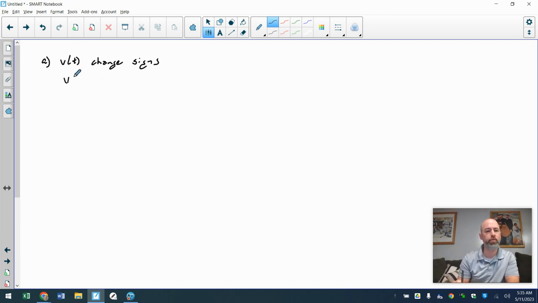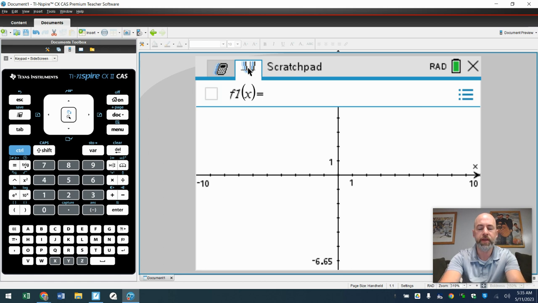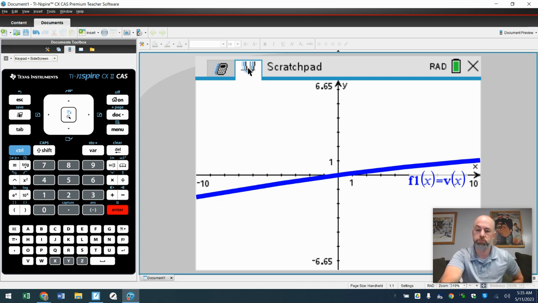I'm going to start by finding out when the velocity is equal to 0, and I solve all my equations graphically. Even if you do have a nice calculator like the Inspire CAS, you want to avoid using the solve command. So I'm going to go to my graph screen. I'm going to graph the function v of x. You must use x in the graph screen, and that is okay.